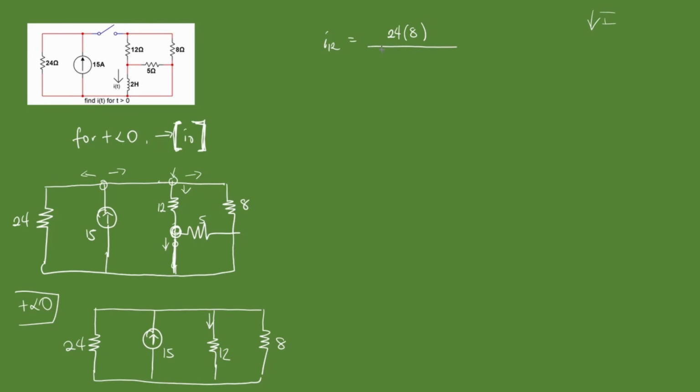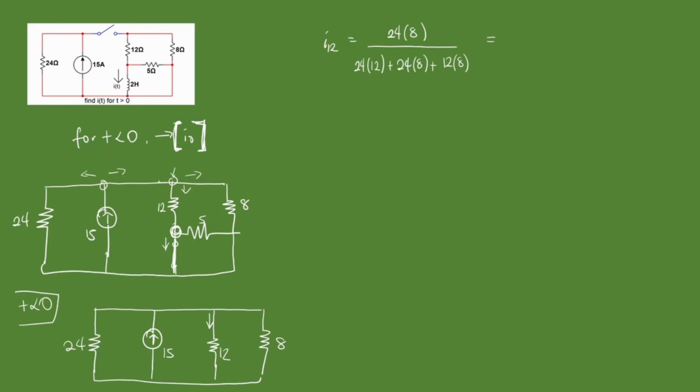Then our denominator is going to be the product of each of the resistors, but that appears only once. So we're trying not to duplicate elements. So that's 24 times 12 plus 24 times 8 plus 12 times 8. So this is a very simple and straightforward way to get the current through the 12 ohms resistance.